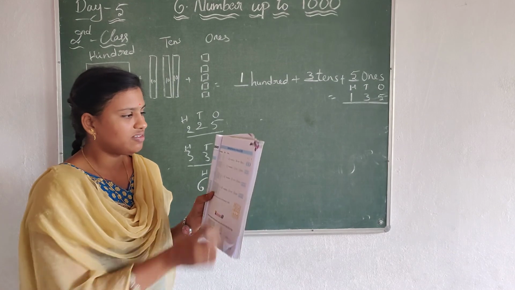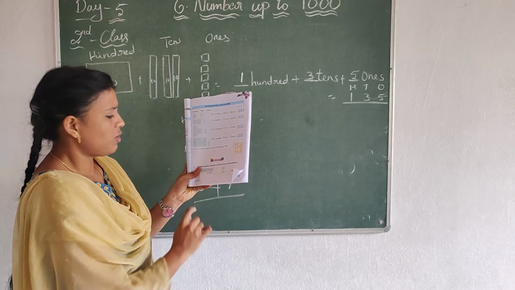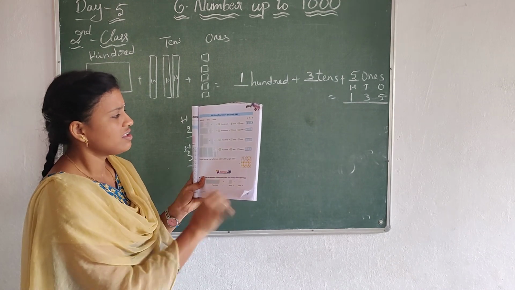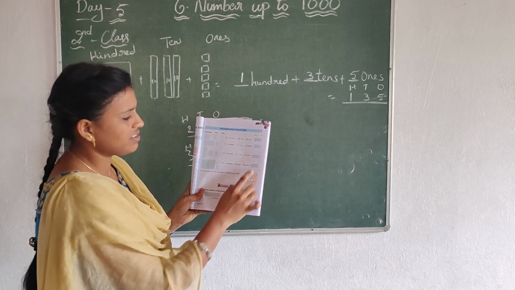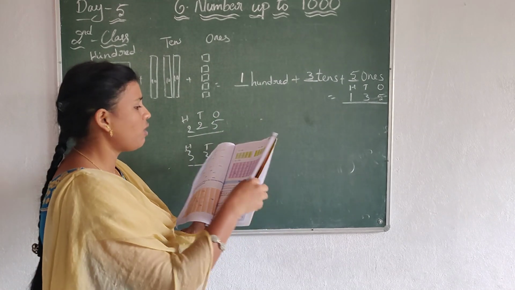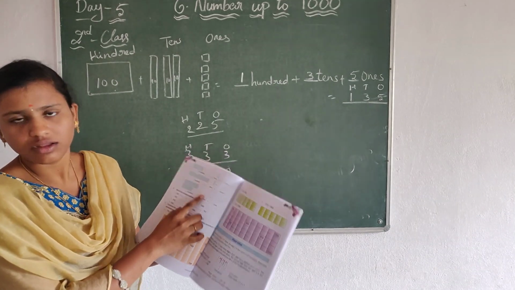Understood, children? This topic. Let's come to the 6.1. These are all the same as this topic. 6.1 is the same as this topic. So you have to solve it in your textbook. Okay.